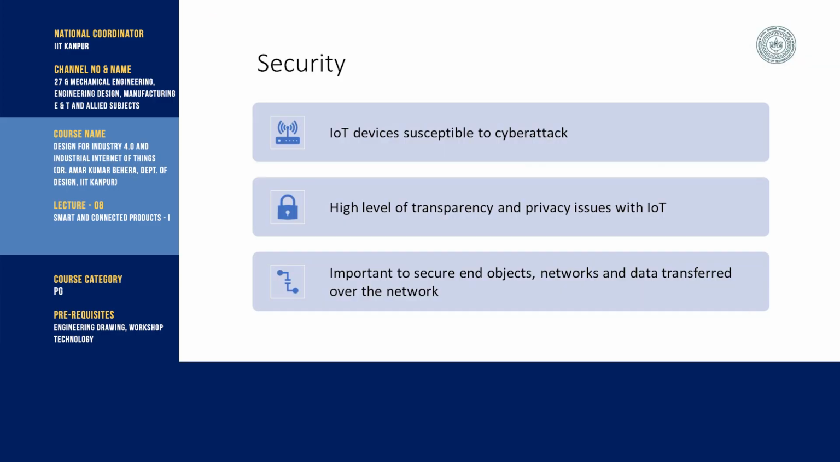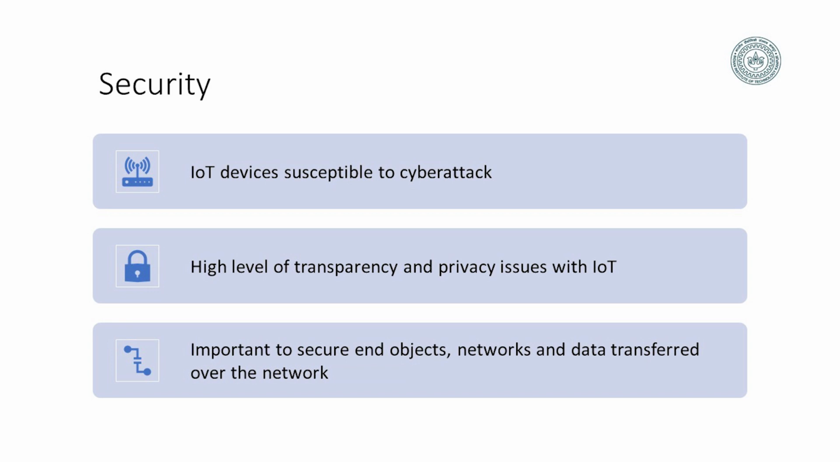The next characteristic of IoT is that of security. IoT devices are quite susceptible to cyber attack. So, there is a necessity for a high level of transparency and also managing the privacy at the same time. There is a trade off there. Managing both transparency and privacy at the same time is required, and that requires you to enable security solutions.